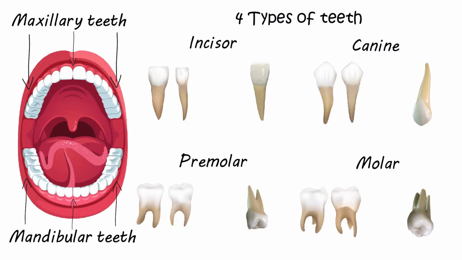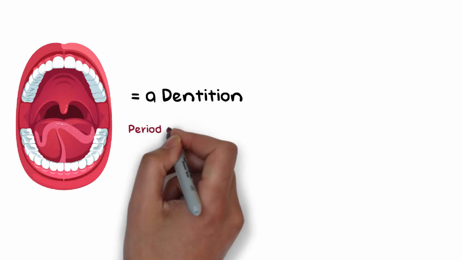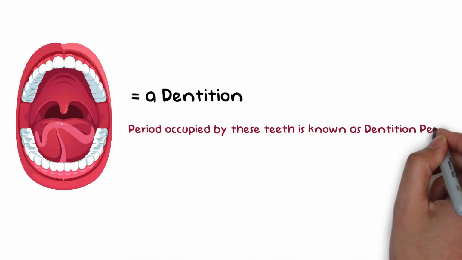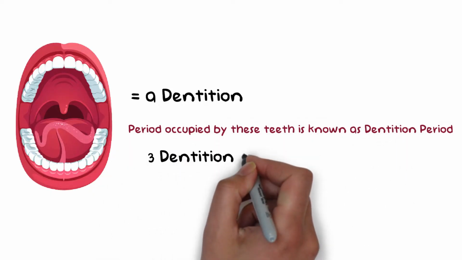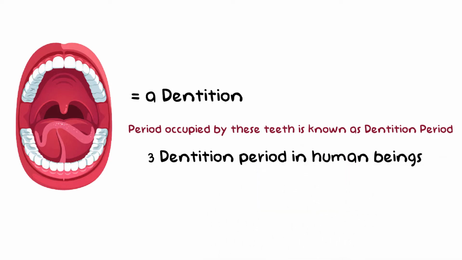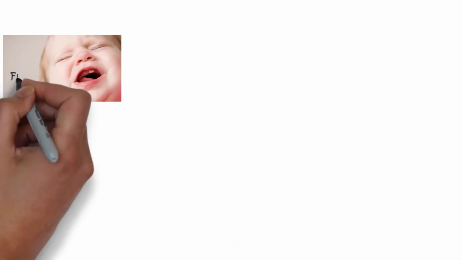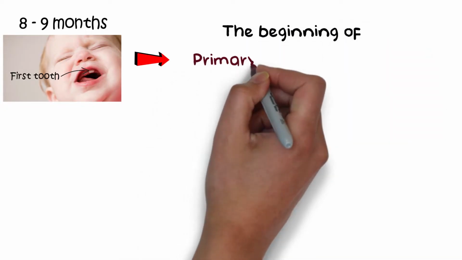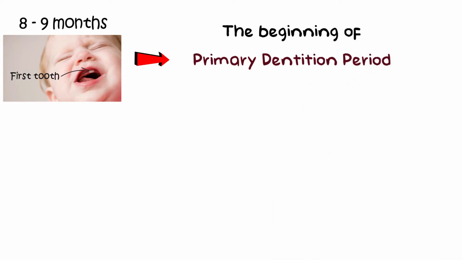The entire set of teeth, including the upper and the lower teeth, is known as a dentition. The period occupied by these teeth is referred to as dentition periods, and there are three dentition periods in human beings. Let me explain this concept about various dentition periods even further. So the first tooth that emerges into the oral cavity in a toddler is the primary lower central incisor at the age of around 8 to 9 months. This marks the beginning of the primary dentition period, which continues until the child is 6 years old.